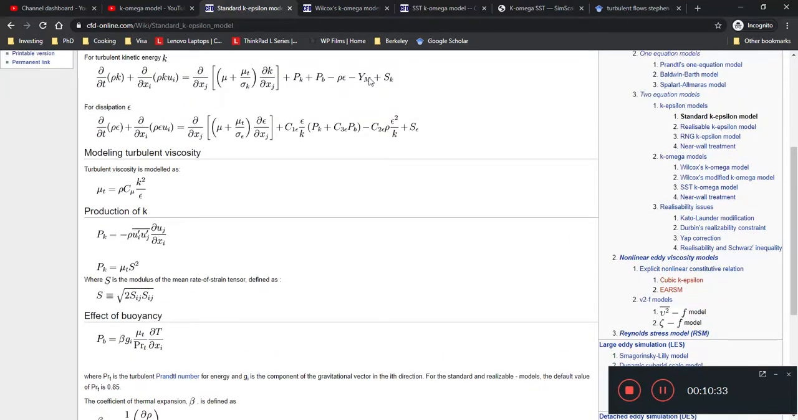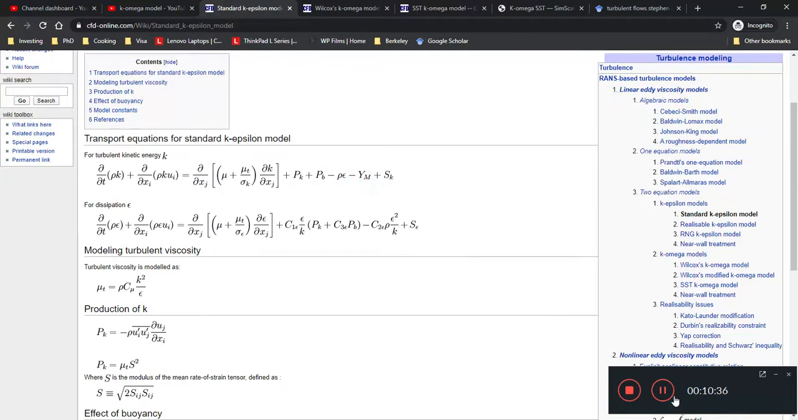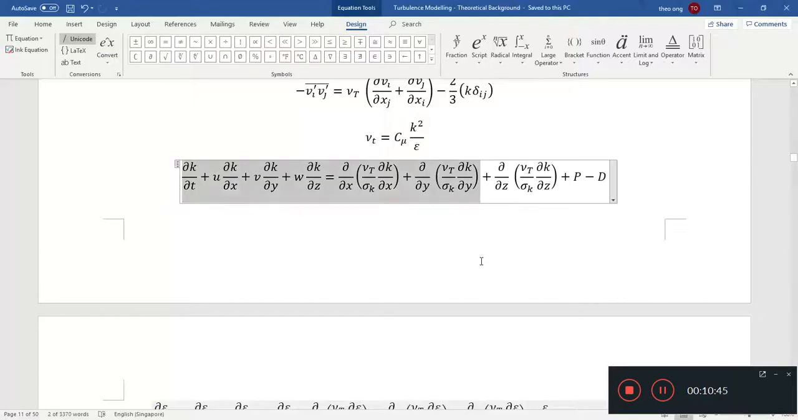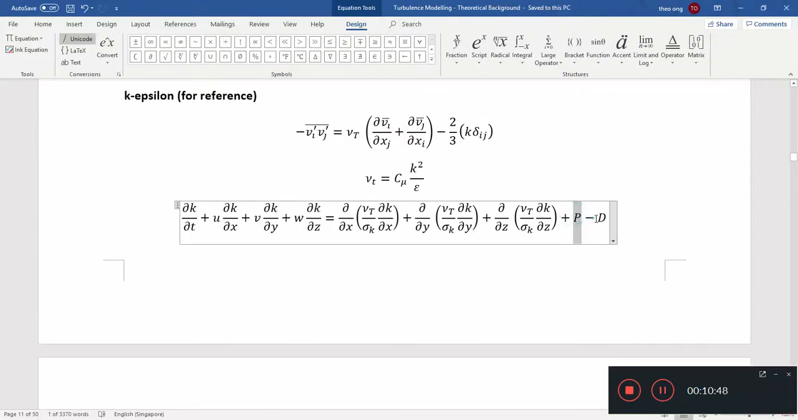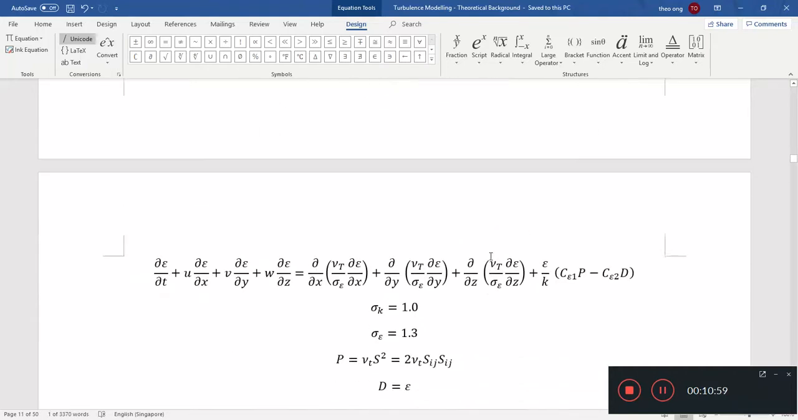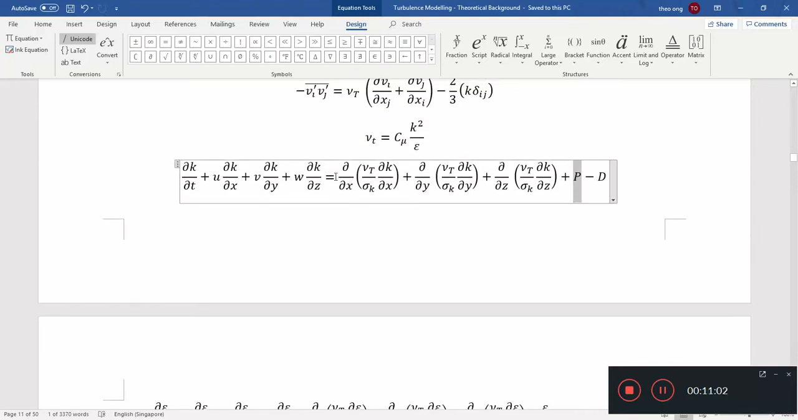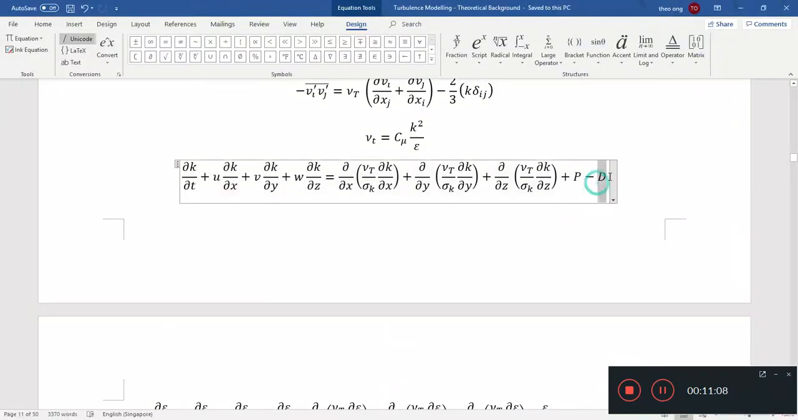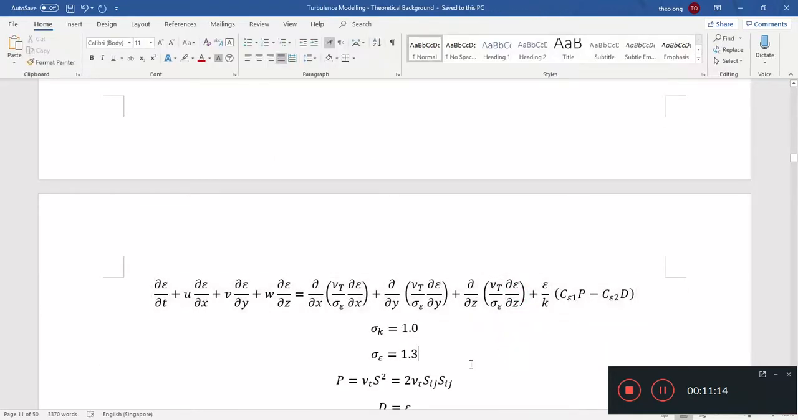So what you're left with is this Y_M over here, which for all intents and purposes I also ignore. We just do a very basic one. So we just have P_k and rho epsilon, or else it's P and D here. P being this rate of strain tensor times the turbulence viscosity. So this is the production rate of turbulent kinetic energy. And this is the destruction rate, which is the dissipation rate here, which totally makes sense because that's what we want.